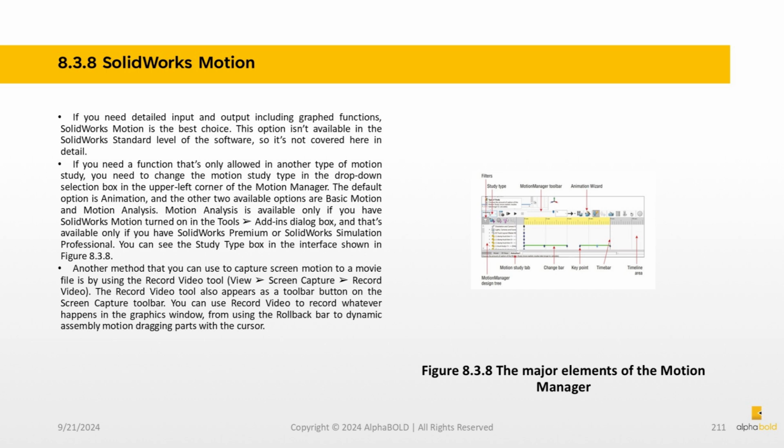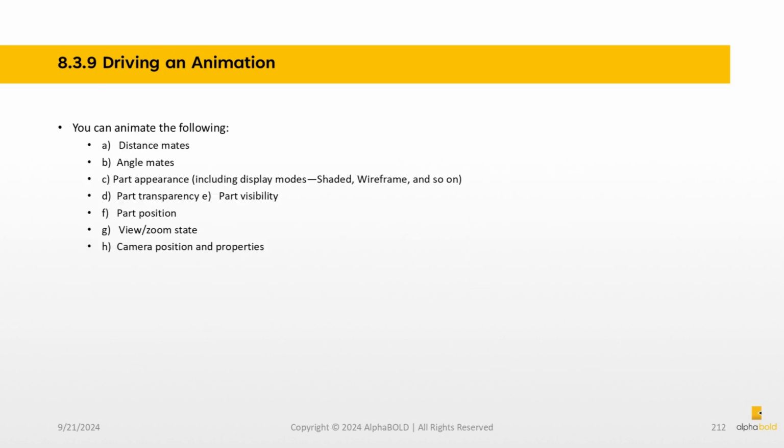Another method that you can use to capture screen motion to a movie file is by using the Record Video tool. View, Screen Capture, Record Video. The Record Video tool also appears as a toolbar button on the Screen Capture toolbar. You can use Record Video to record whatever happens in the graphics window, from using the rollback bar to dynamic assembly motion dragging parts with the cursor. You can animate distance mates, angle mates, part appearance, including display modes, shaded, wireframe, and so on, transparency, part visibility, part position, view and zoom state, camera position, and properties.